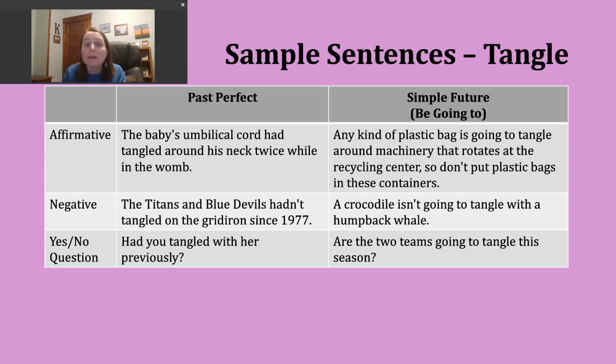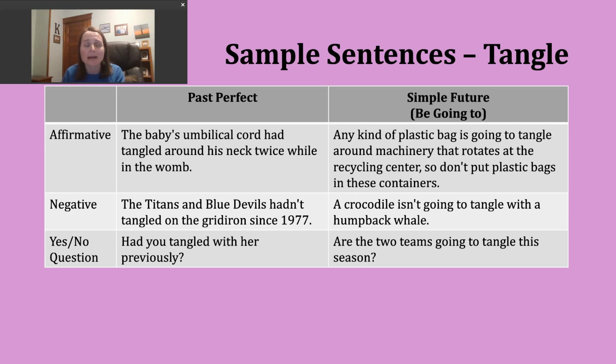The baby's umbilical cord had tangled around his neck twice while in the womb. So, again, that idea of something becoming a confused mass, going maybe in a direction or a place where we don't want it here. This is certainly a scary and potentially life-threatening issue for a child. So that is what the sentence is describing there.